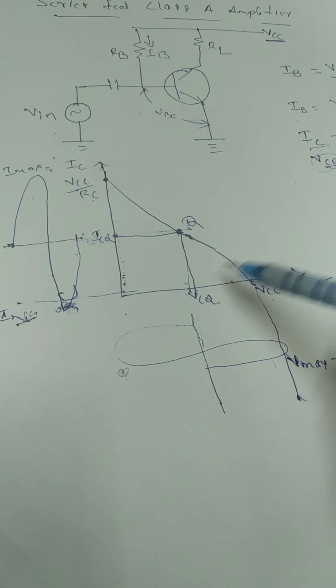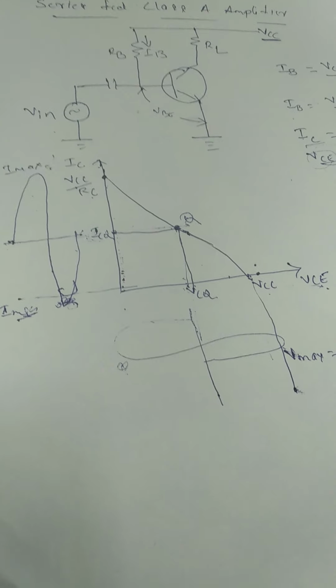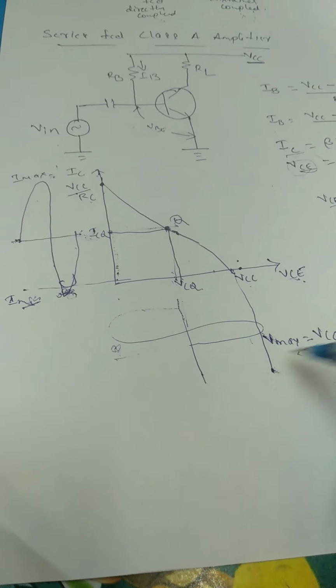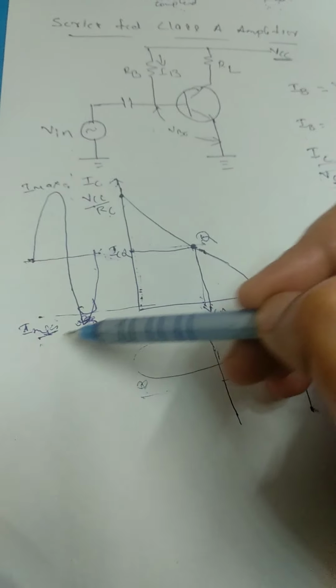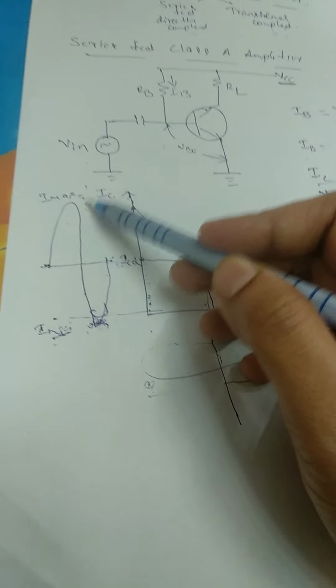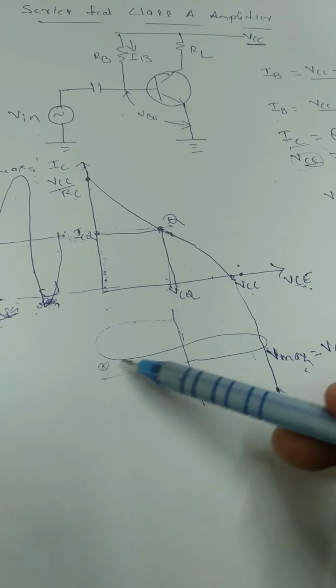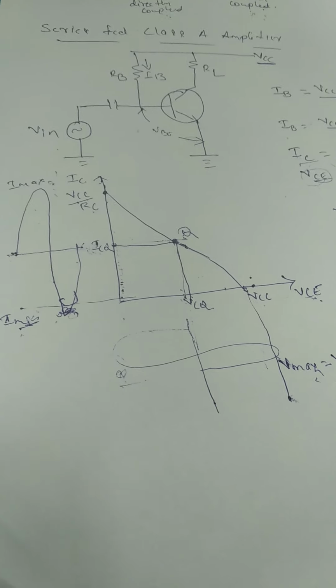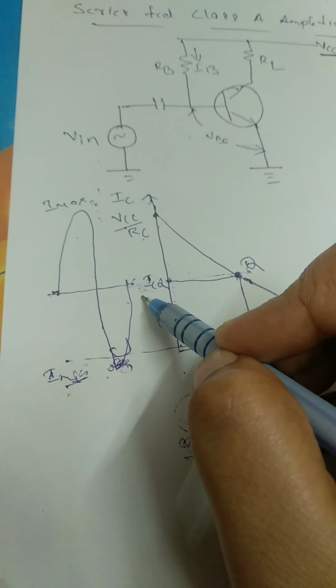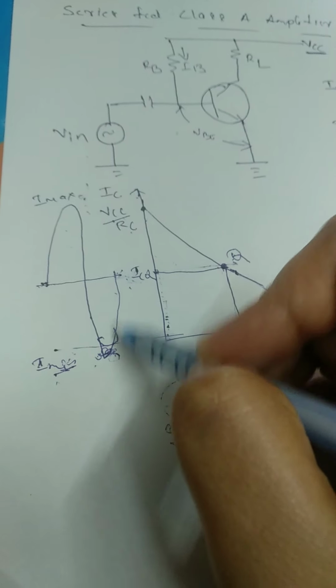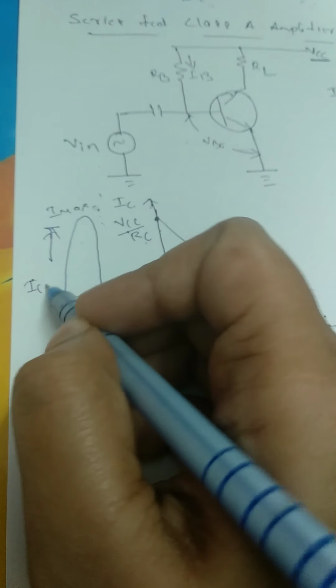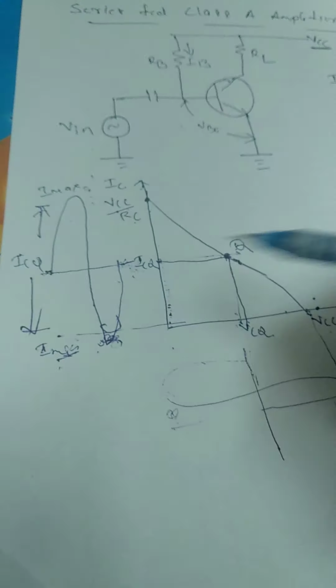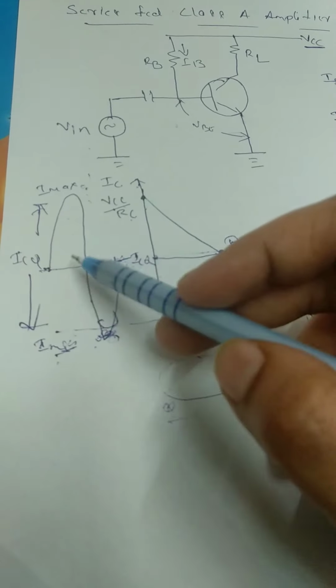VCE can vary from V minimum to V max, and the current from I minimum to I max. What is I minimum? 0. What is I max? VCC divided by RC. What is minimum VCE? 0. What is maximum VCE? VCC. If this is ICQ, from here to here it is ICQ, and then from here to here it is 2 times ICQ.